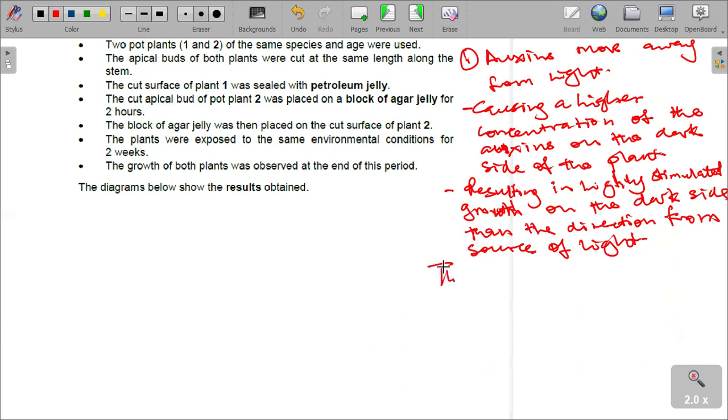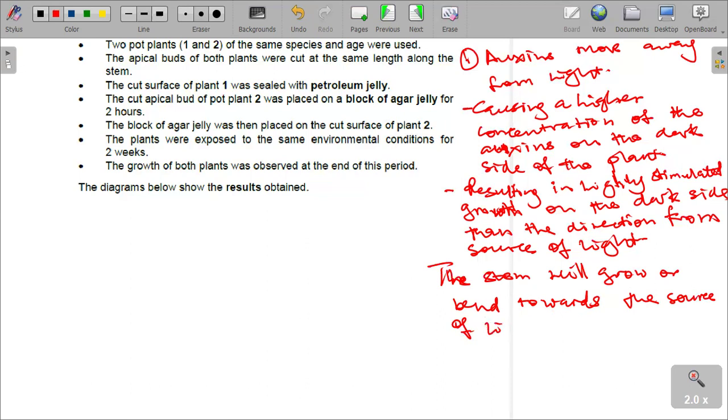We need to understand to say the stem will grow or bend towards the source of light.